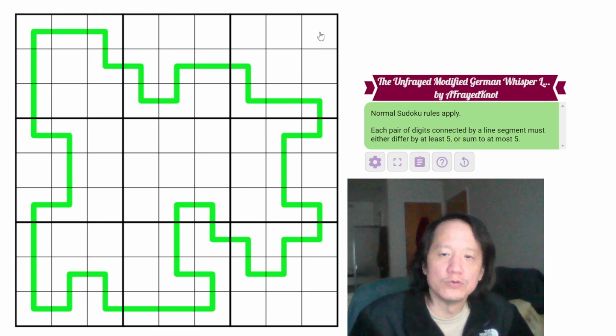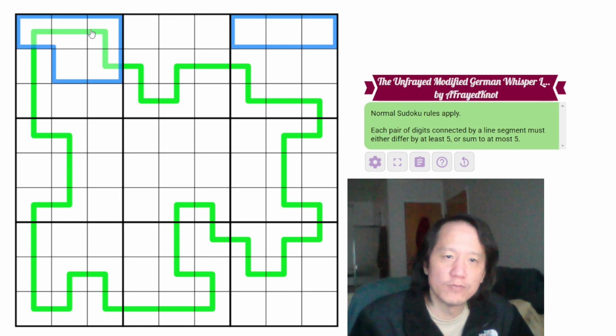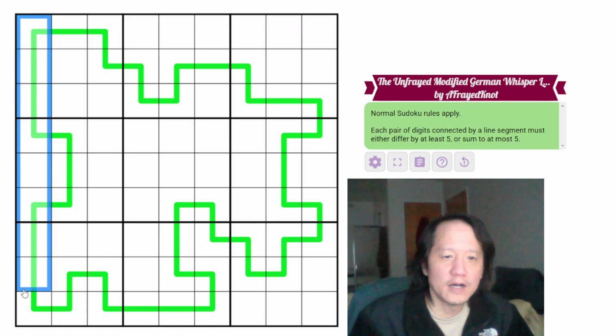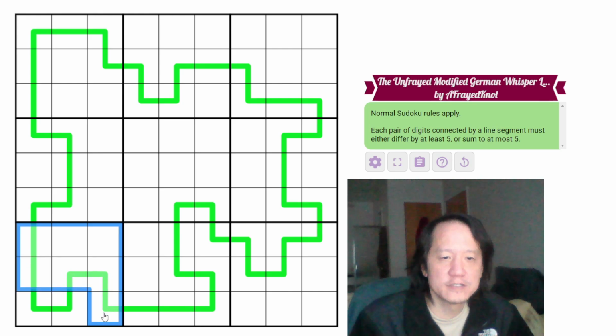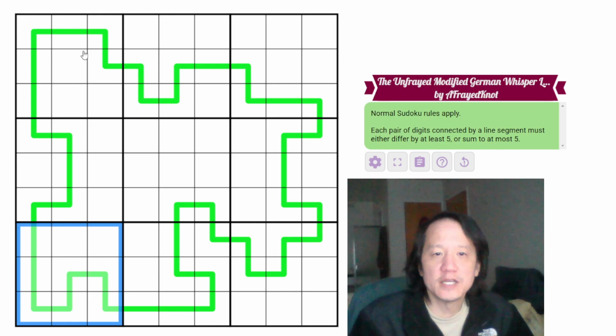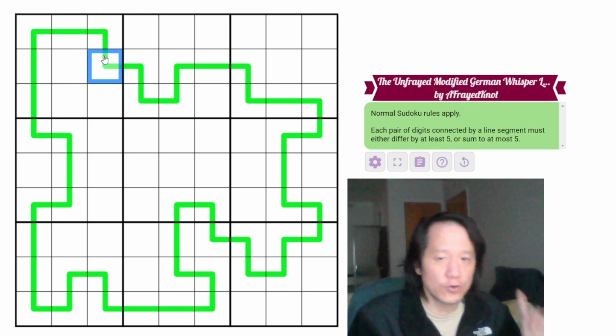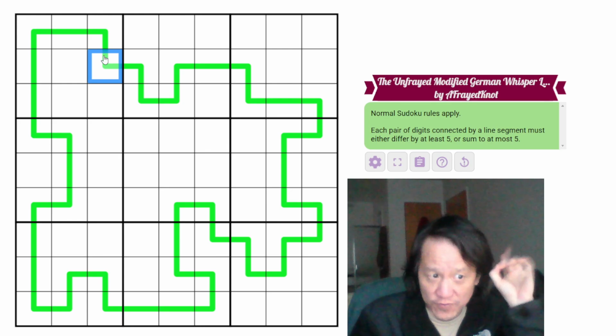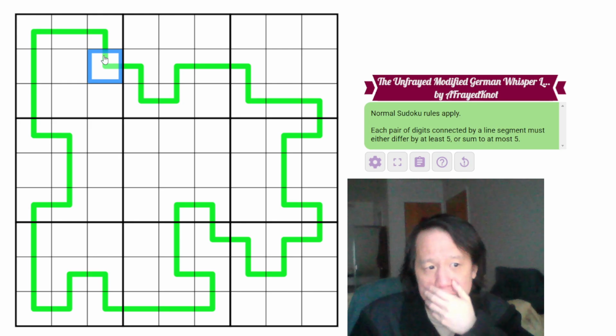And here are the rules. Normal Sudoku rules apply, which means place the digits 1 through 9 once each in every row, column, and box. Each pair of digits connected by a line segment, which is any of these green lines, must either differ by at least 5 or sum to at most 5. Interesting.